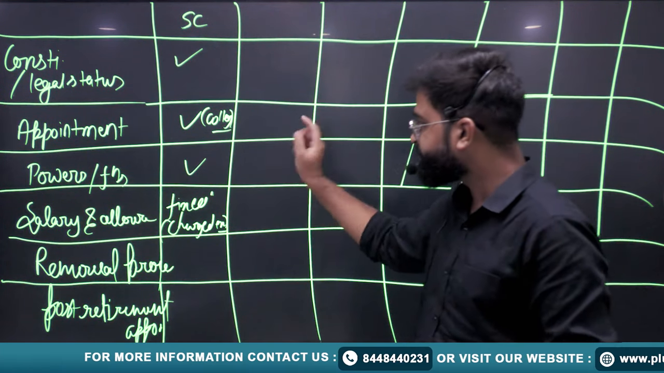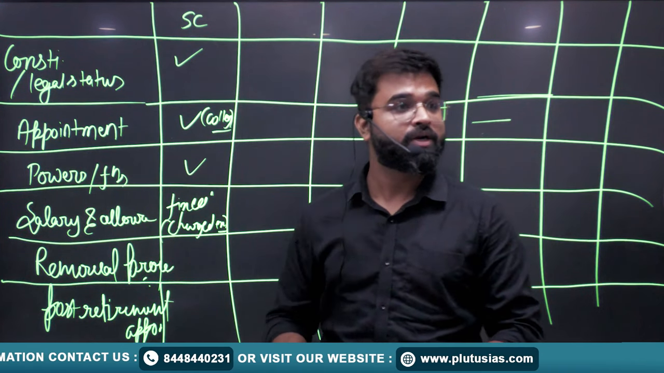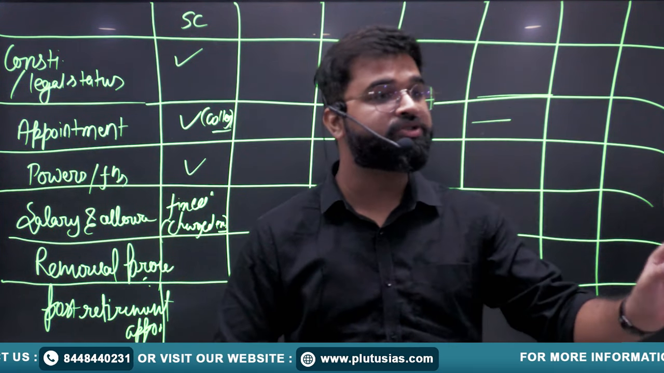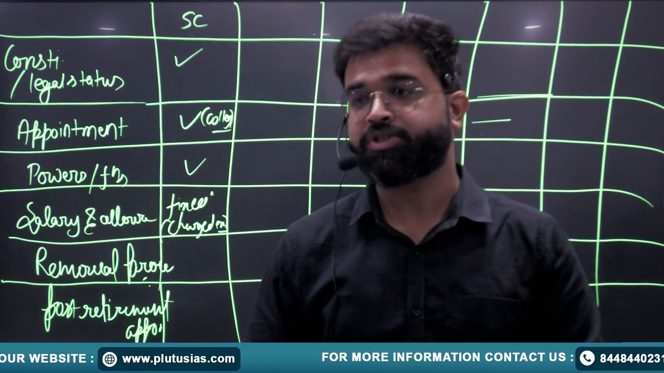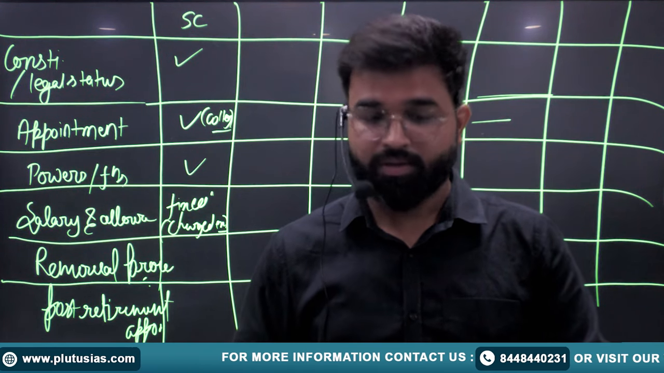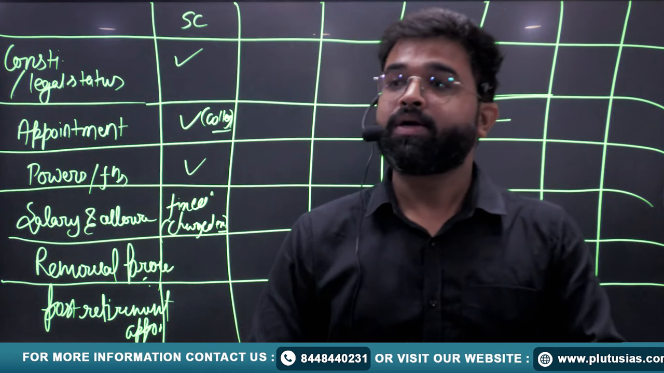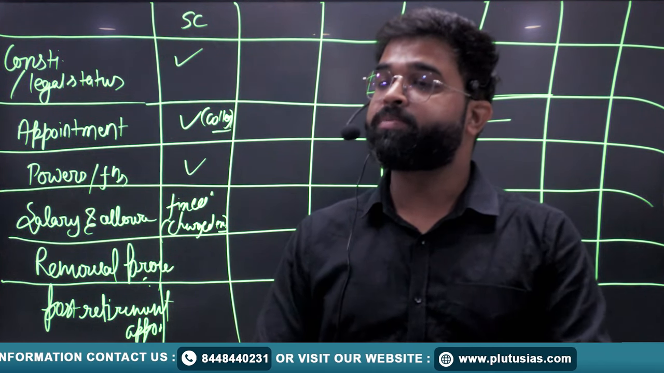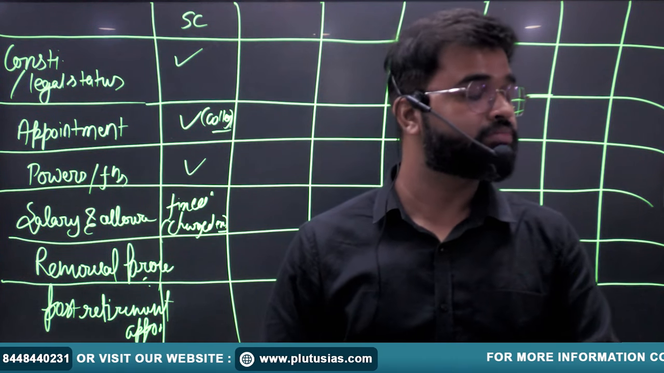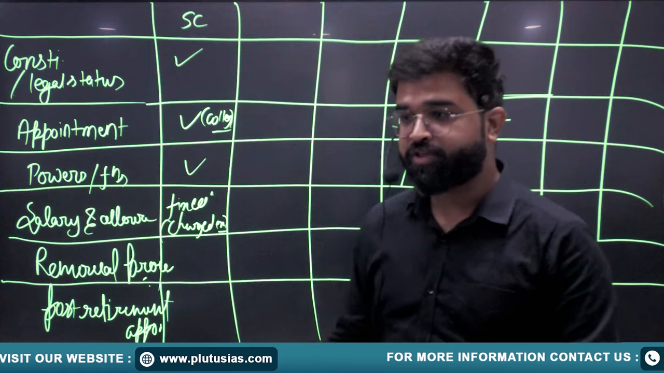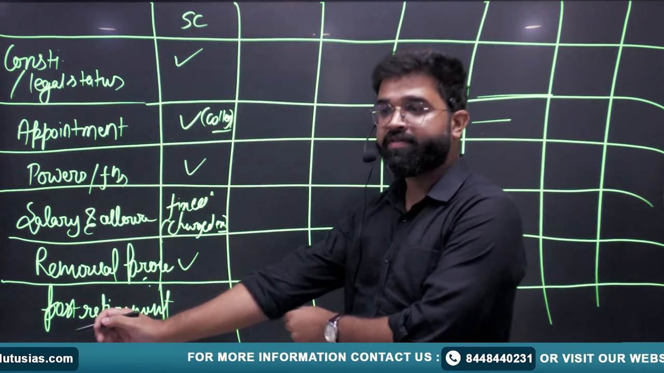Secured or not? Secured. Removal procedure. Very difficult. Till date, no judge of Supreme Court or High Court has been removed from his position. In fact, in the polity classes, we say that it is impossible to remove any judge of Supreme Court or High Court from their position. Impossible. Which means it is secured, immune from interference.